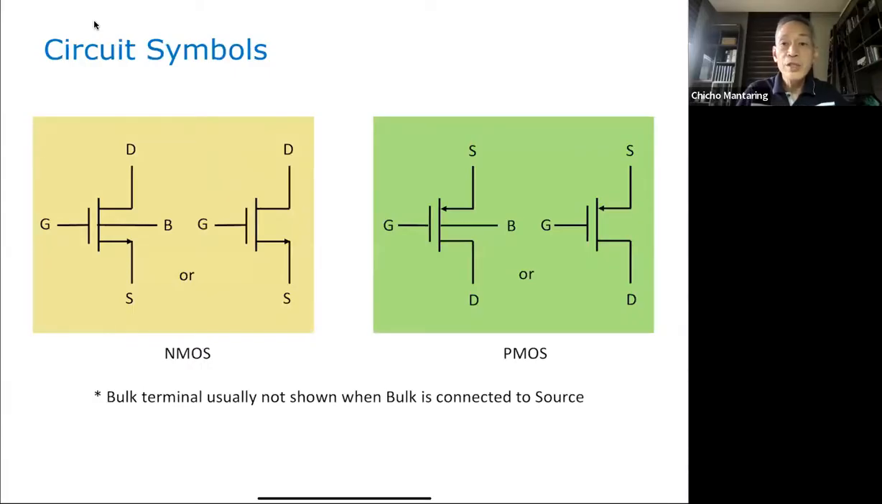These are the circuit symbols for your MOS transistors. We have two symbols, one showing the bulk and the other not showing the bulk. Note, the bulk is the substrate. When B is connected to S, then this is usually the symbol that we use. And this is the symbol that you see all the time, no? Because the bulk is normally connected to the source. So this is your N channel or NMOS, and this is your P channel or your PMOS.